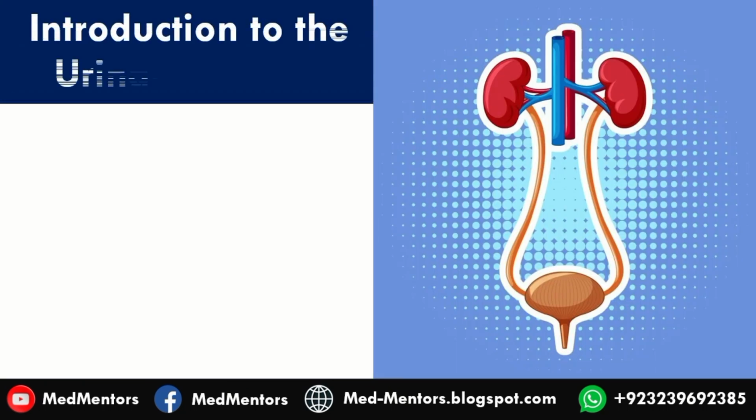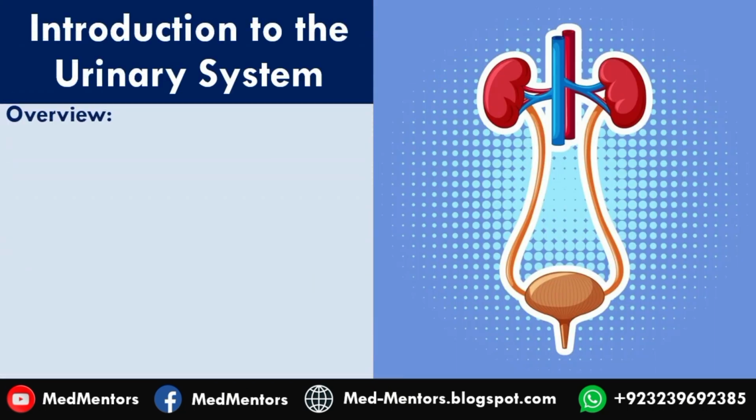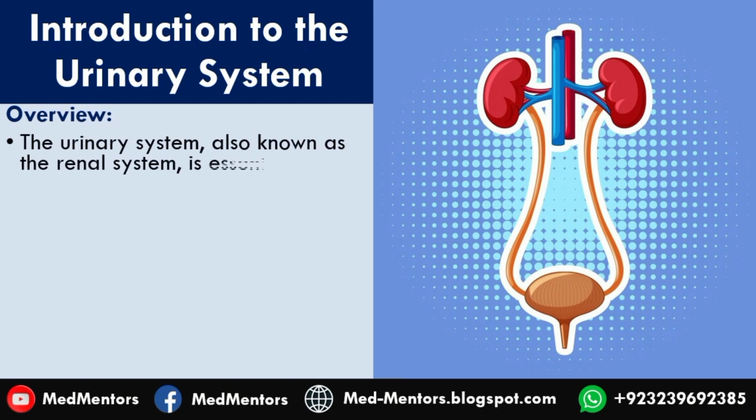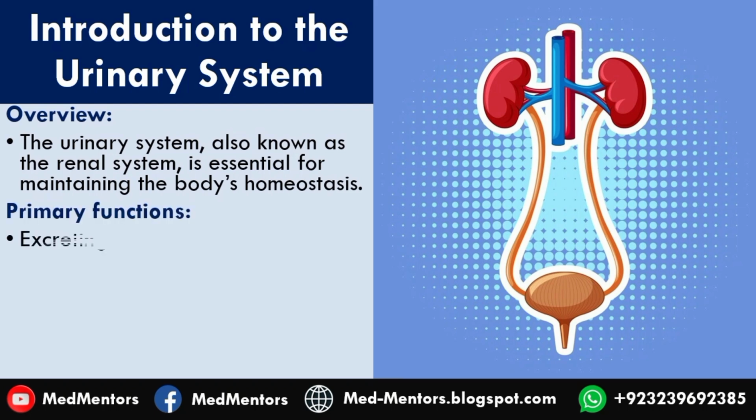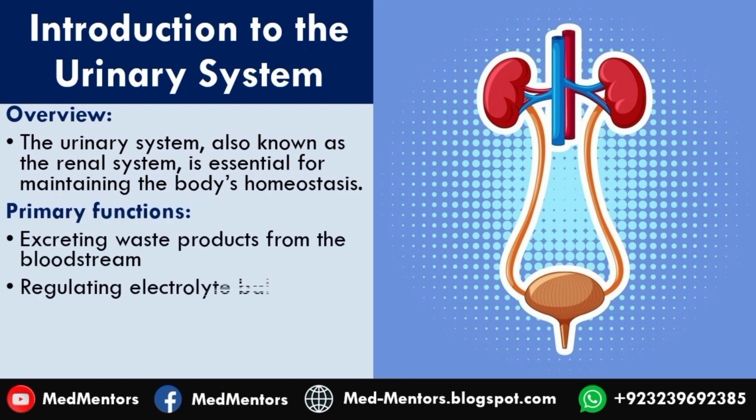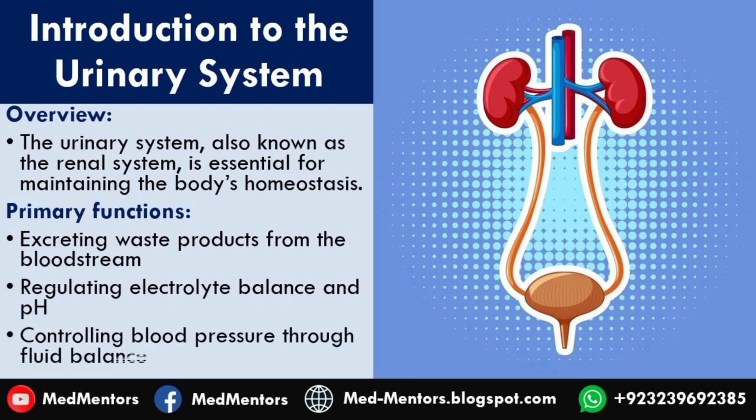Overview. The urinary system, also called the renal system, is crucial for maintaining the body's homeostasis by regulating various internal conditions. Primary functions. It excretes waste products from the bloodstream, ensuring toxins are removed efficiently. It regulates electrolyte balance and maintains the body's pH levels. It controls blood pressure by managing fluid balance within the body.